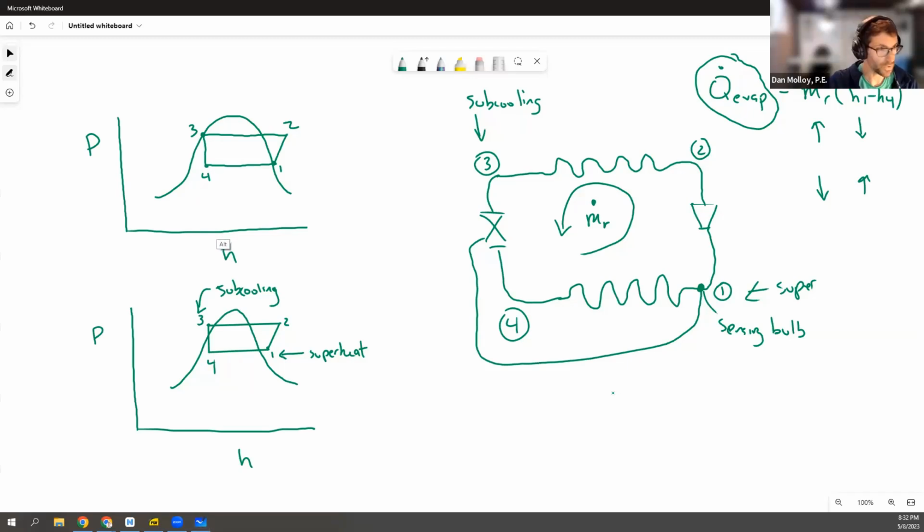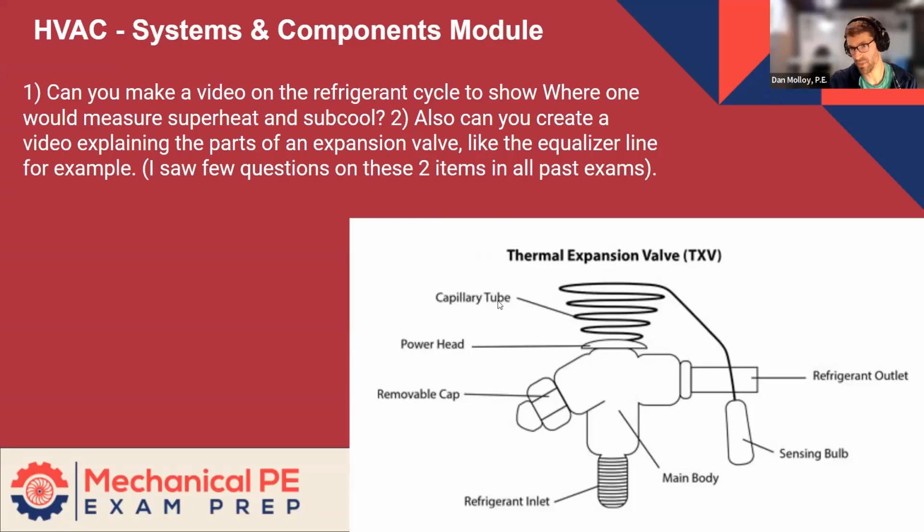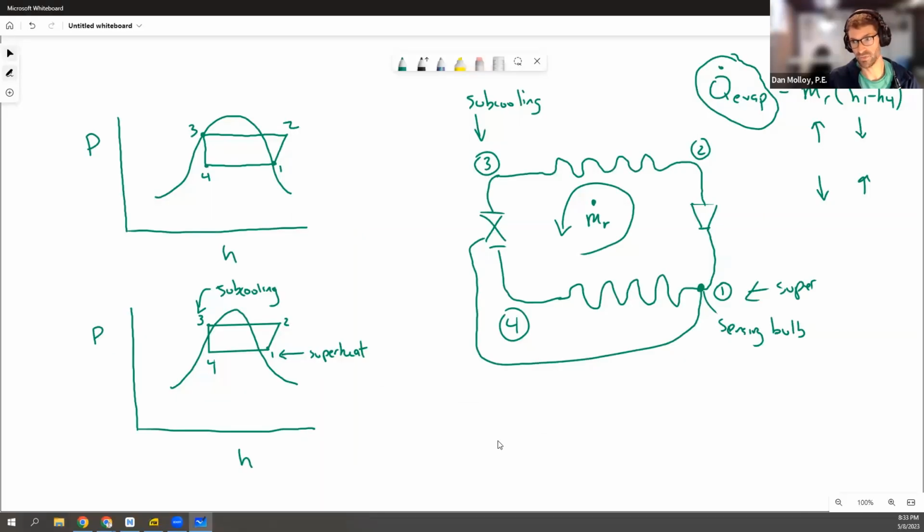So your question about the equalizer line, that's the same thing as this tube, is my understanding. Just 2 words for the same thing. Now, this is thermal expansion valves. There could be other types. There could be electronic things out there, and I don't know that I have all the information about those or that you need to. But fundamentally, I think the big idea here is that the expansion valve is controlling the mass flow rate of refrigerant, which has a direct impact on how much superheat is being observed at state 1.